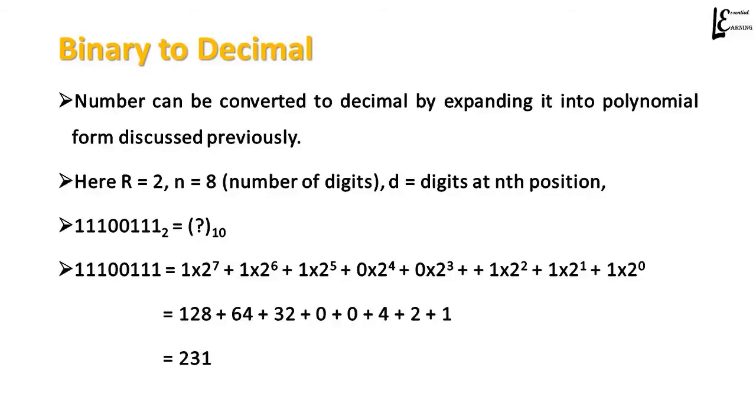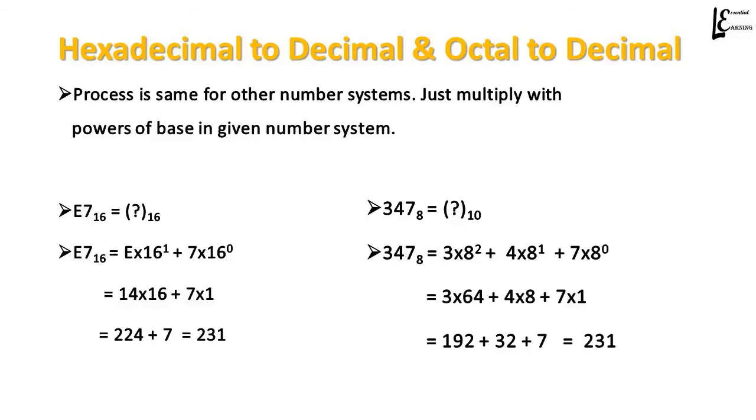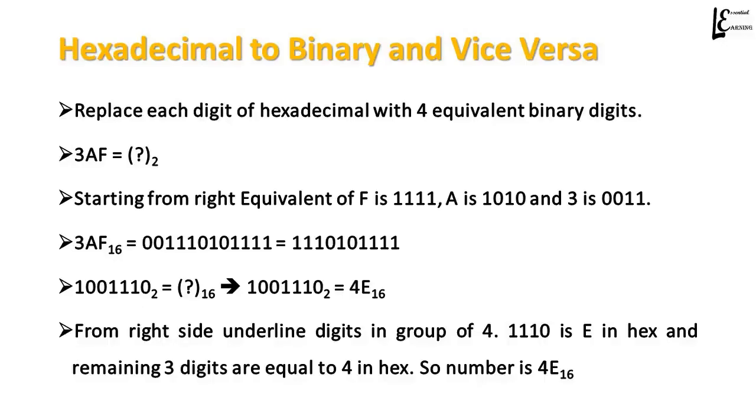Earlier we discussed polynomial form. You can convert a binary number to decimal using the polynomial method too. Converting from other number systems to decimal follows the same process, just multiply with powers of the base in a given number system. You can perform direct hexadecimal to binary conversion and vice versa.